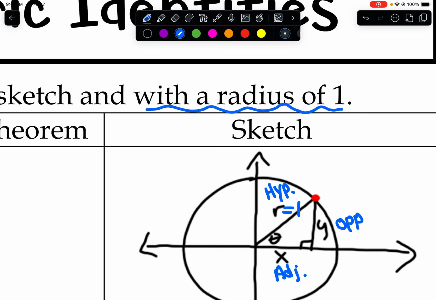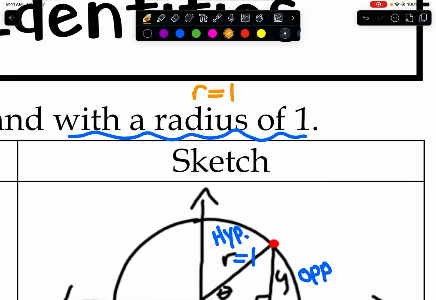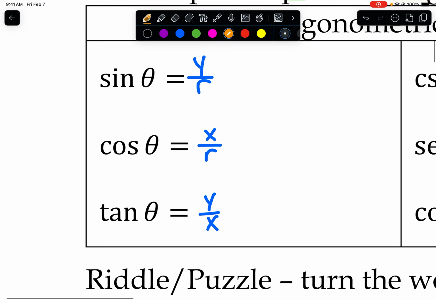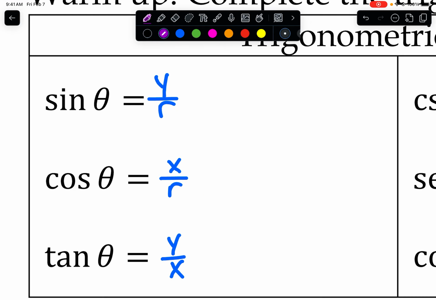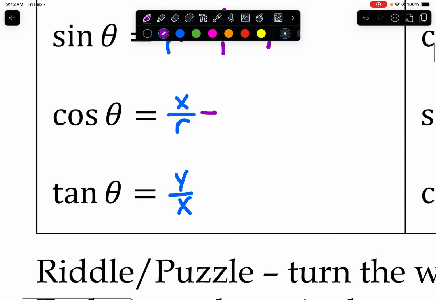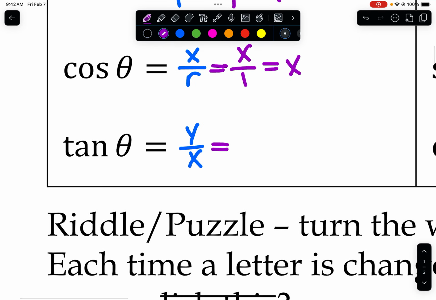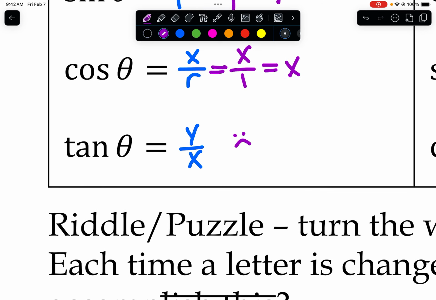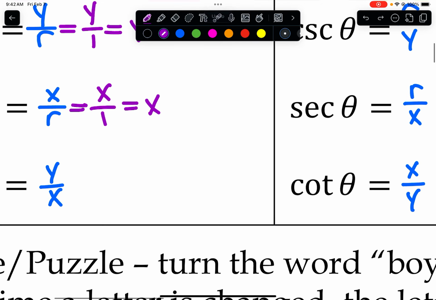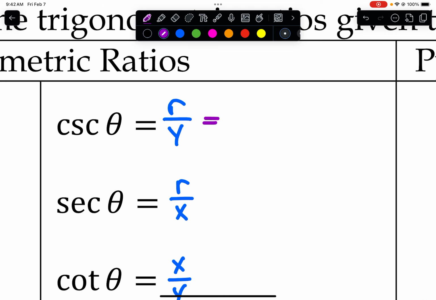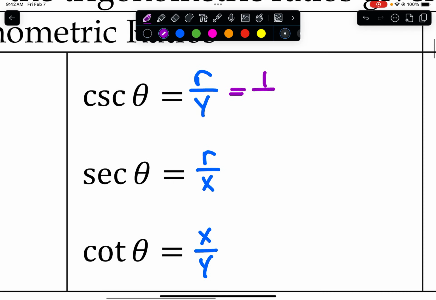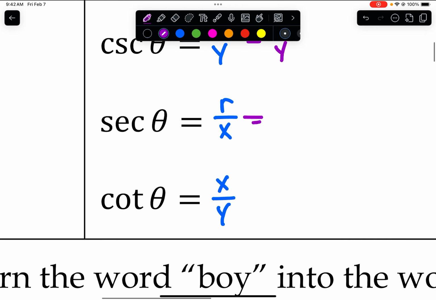So what this tells me is that all of my r values are now just going to go to 1. So what we're going to write over here is that this turns to y over 1, which is equal to y. Then we're going to have x over 1, which just turns to x. And this one doesn't change at all, so it's just going to stay how it is, but we love tangent. And then over here, your cosecant is going to turn to 1 over y. Your secant value is going to turn to 1 over x, and then cotangent, once again, doesn't get anything special.